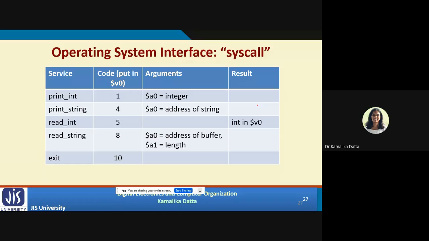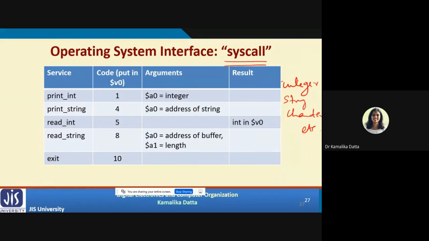So this operating system interface I was talking about, this is syscall, system call. Now you tell me, how will the computer understand whether you want to accept an integer, or a string, or a character, etc.? And what do you want to print? Whether you want to print an integer or a string. For both of these, in MIPS architecture, these are the codes that need to be put in a certain register. This register is called V0, and there are certain registers called A0 and A1, where you have to put certain values for printing.